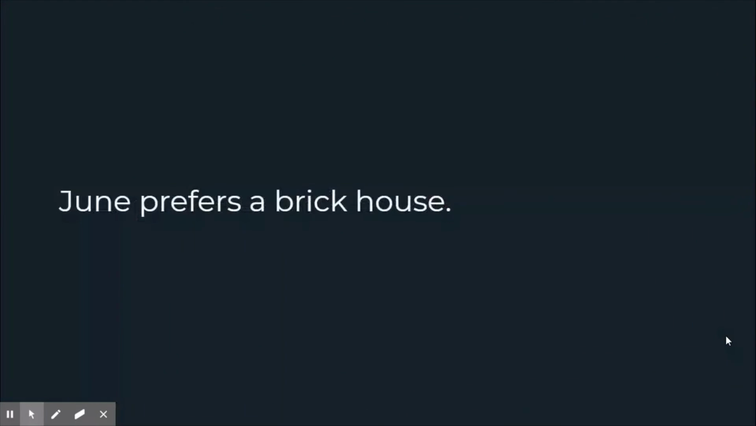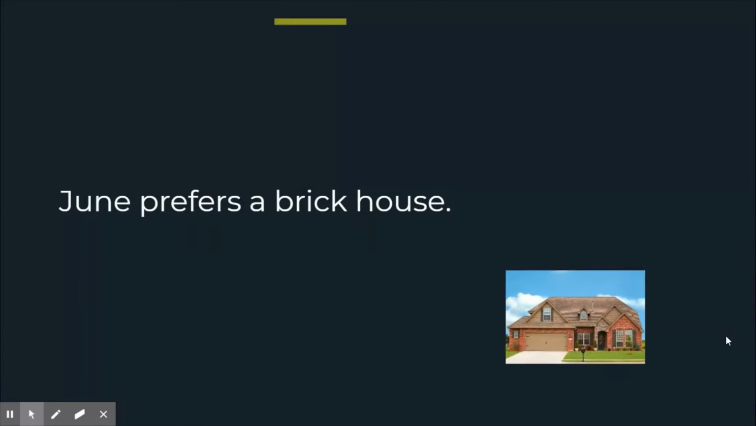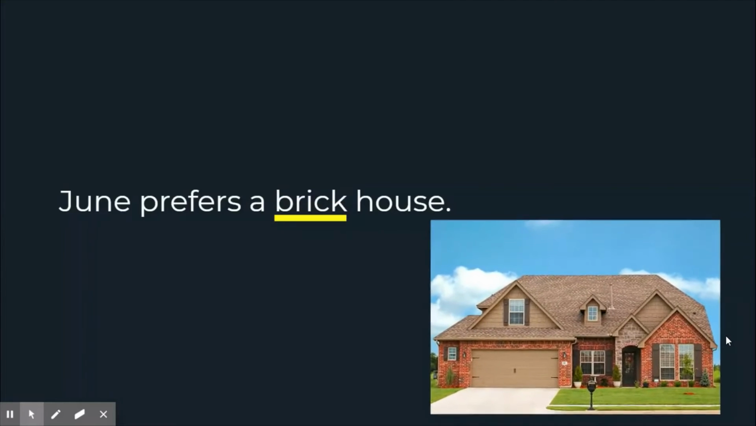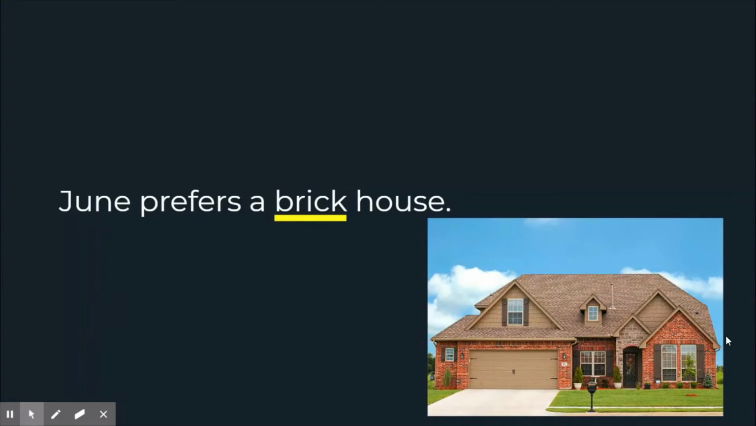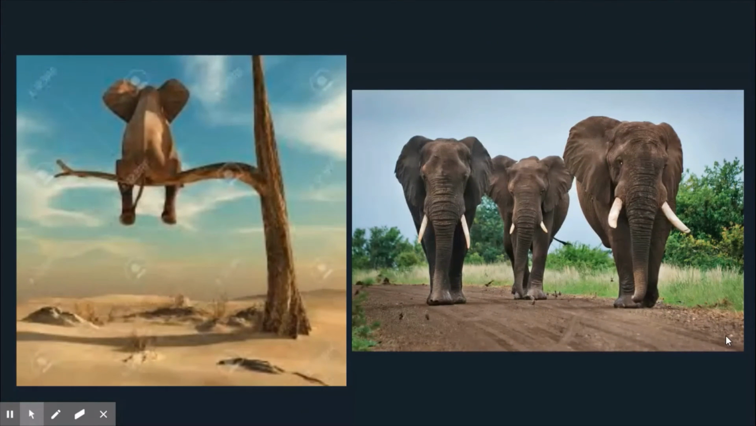So June prefers a brick house. Okay, so you see there are many types of houses, but June prefers a brick house, not a stucco house or a wooden house or a log cabin, but a brick house, right? So adjectives are very helpful because they help us to differentiate.